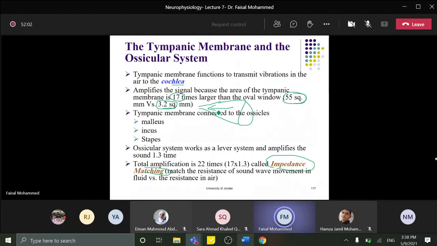On the other hand is the difference in the ossicular system. The ossicular system works as a lever. Lever, what does lever mean? It means pulleys. A pulley. We know how pulleys work: when we want to draw water from a well, we put a pulley to make it easier. So these two, the tympanic membrane and the middle ear ossicles, work as amplification. They amplify the sound waves into 22 times more pressure to match the resistance of moving sound in air with moving sound in fluid.